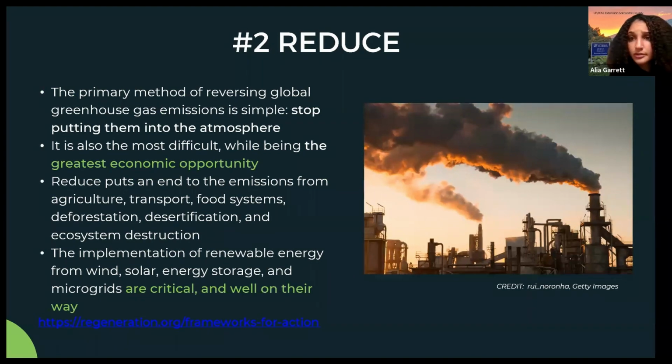The second framework is to reduce. The primary method of reversing global greenhouse gas emissions is simple. We need to stop putting them into the atmosphere. It is also the most difficult while being the greatest economic opportunity to transition to renewables. Reducing puts an end to emissions from agriculture, transport, food systems, deforestation, desertification, and ecosystem destruction. The implementation of renewable energy from wind, solar, energy storage, and microgrids are critical, and they are well on their way.